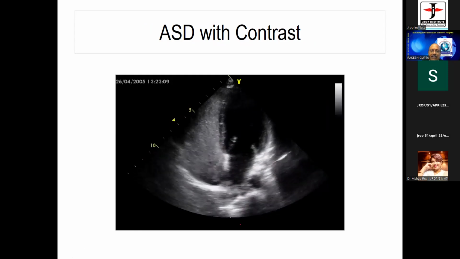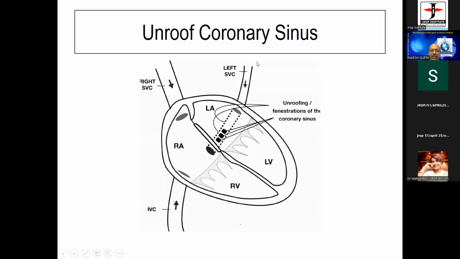There's one more variety, unroofed coronary sinus. What do we mean? There's a persistent SVC which drains into the right atrium through the coronary sinus. Normally the SVC drains to the right side. But when this persistent SVC is present, it is joining through the coronary sinus, and while joining, it will have a hole in its roof. That's why it's known as unroofed coronary sinus.